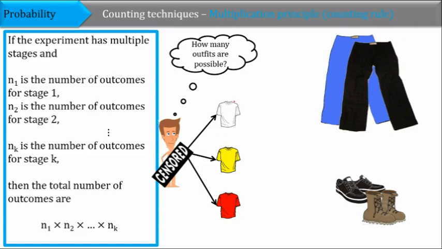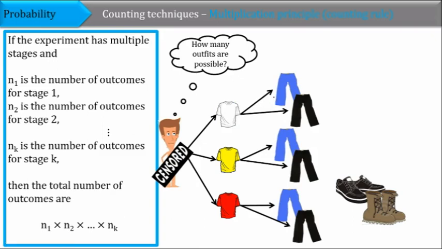Well, first of all, we start by selecting a shirt. So let's say, for argument's sake, that we select the white shirt first. Now we have the white shirt, and let's assume that all other clothes go with any shirt. So it doesn't matter which trousers or which shoes, it all goes together, so we can have any combination of clothing.